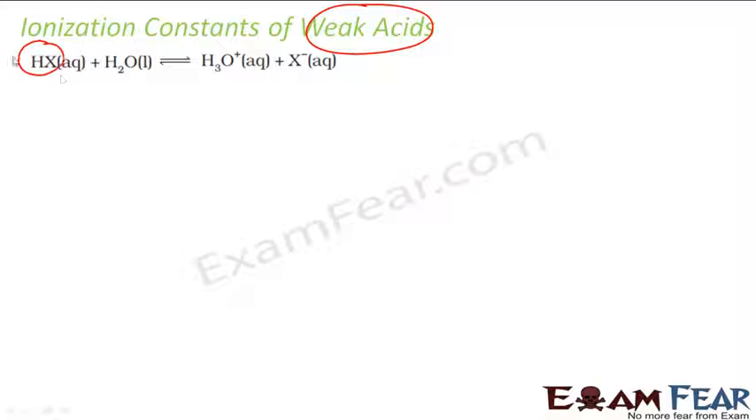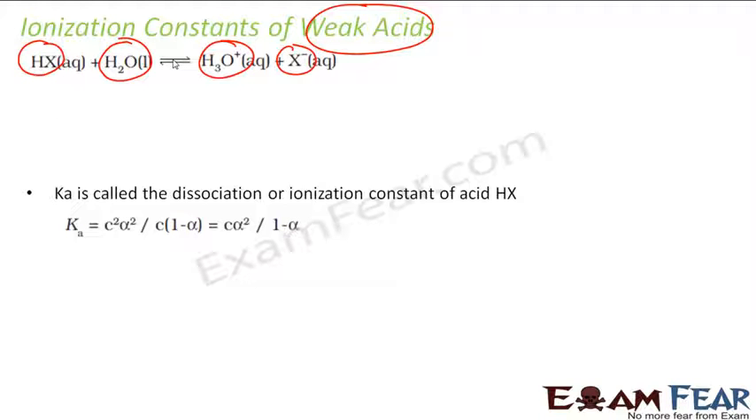So let's suppose I have a weak acid HX. We will put it in water, and it dissociates into H plus and X minus ions. Correct? And Ka is called the dissociation constant of the weak acid. And how did we get this value?